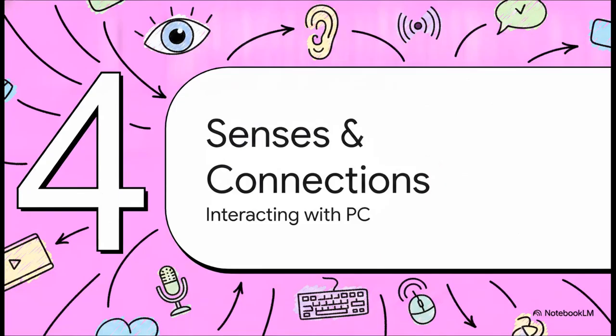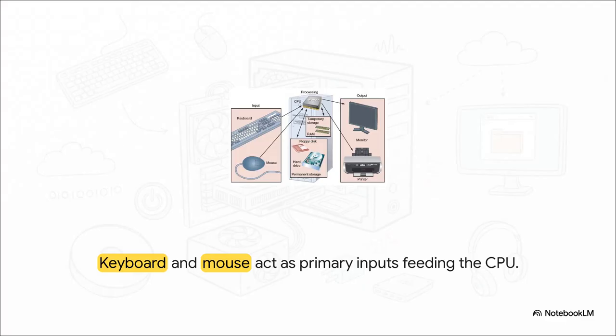Section 4. Senses and connections, interacting with the PC. So, the primary ways a PC senses the world are through specific input devices. The alphanumeric keyboard acts as the main data gatherer, utilizing letters, numbers, and control keys like Shift and Alt. Right alongside it is the mouse, serving as a vital spatial translation device. By converting your physical 2D hand movements across a desk into the corresponding motion of a digital cursor on a screen, it completes the interface. Just as our eyes and ears gather physical light and sound waves, keyboards and mice gather physical human intent.